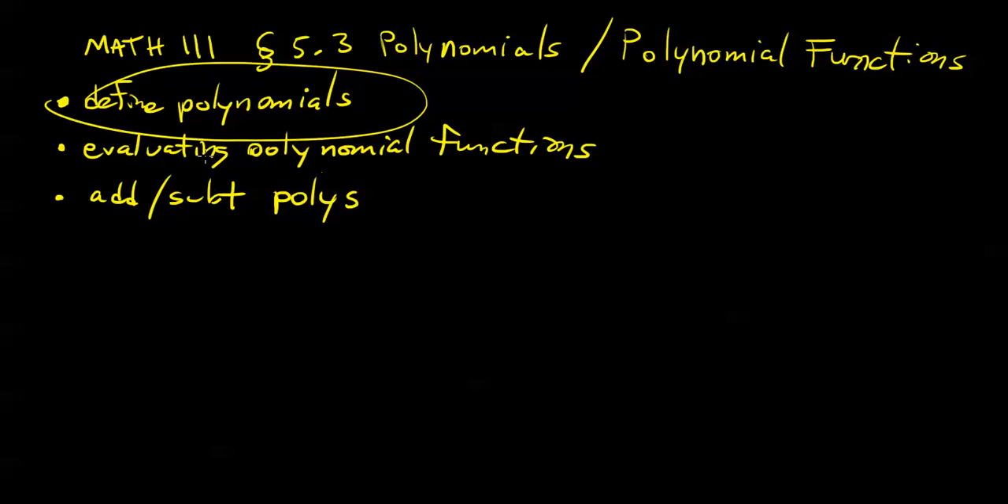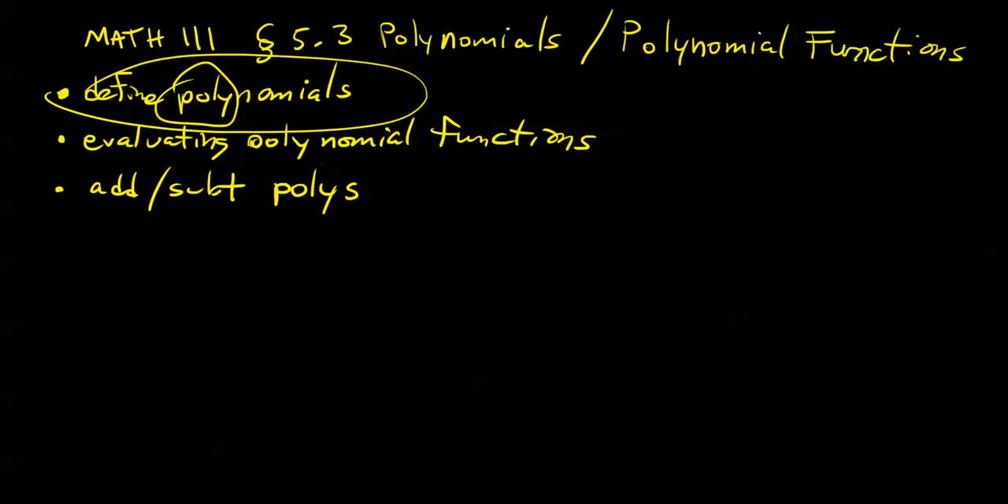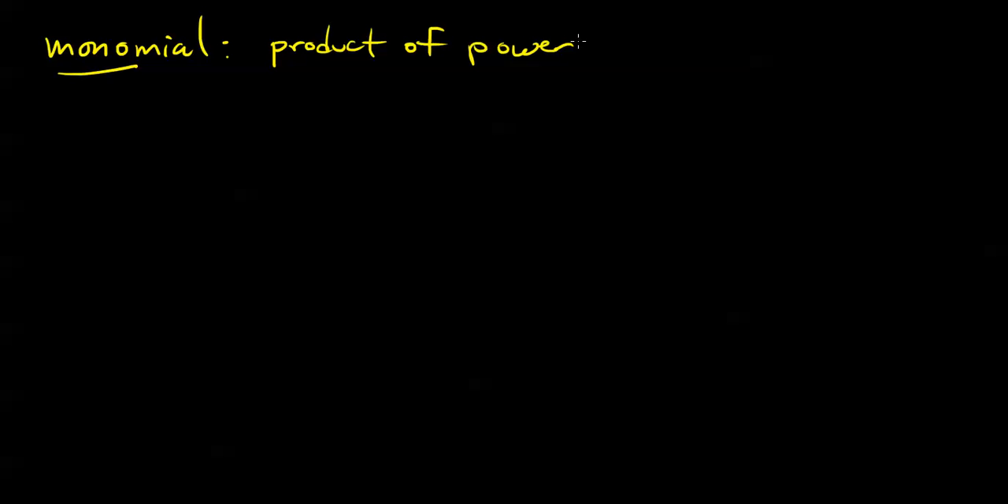Well, of course, the Greek prefix poly means many, and well, let's talk about what it means to be a polynomial. The first thing I want to talk about in defining is a monomial. Mono means one. A monomial is nothing more than a product of powers, could be more than one, powers of variables, and again there could be more than one, and constants.